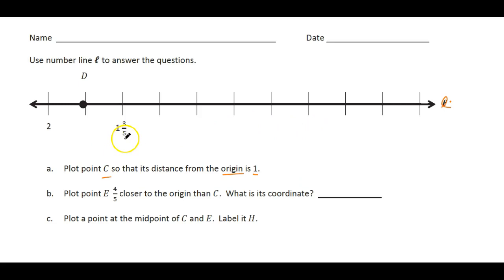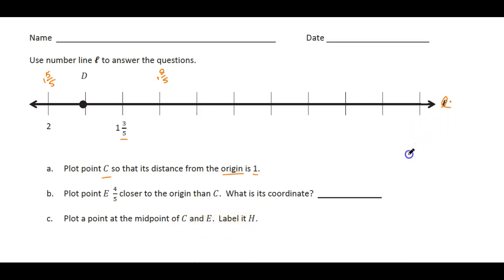If this is 1 3/5, you know then that this must be 4/5, because a whole number would be 5/5. And then if you count backwards, this is going to be 1 2/5. Now you can find 1. Just keep moving along those lines. Plot point E, 4/5 closer to the origin than C. So C is not there yet. You're going to put that in there, and then you have to say, what number is it? And then plot a point at the midpoint between C and E and label it H.